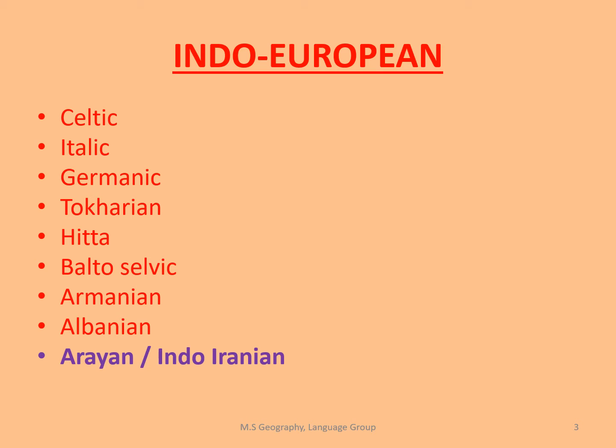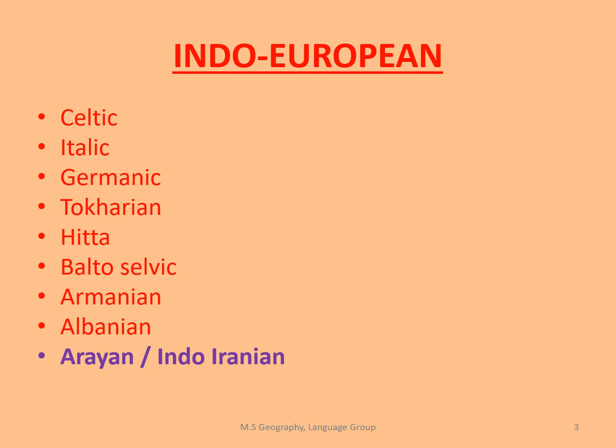Indo-European language group. I have already discussed the details of the Indo-European language group in several videos. The main languages are the Celtic, Italic, Germanic, Tocharian, Hittite, Balto-Slavic, Armenian, Albanian, and Indo-Aryan or Indo-Iranian. Here I would like to mention that Sanskrit is a main descendant of the Indo-Aryan or Indo-Iranian language group, and Vedic literature is the ancient literature of the Indo-European dialect.